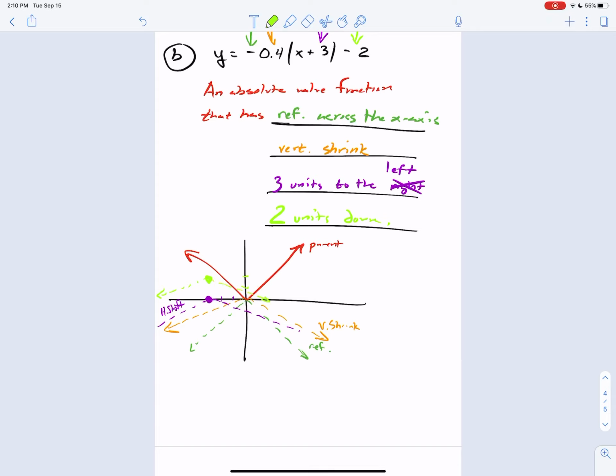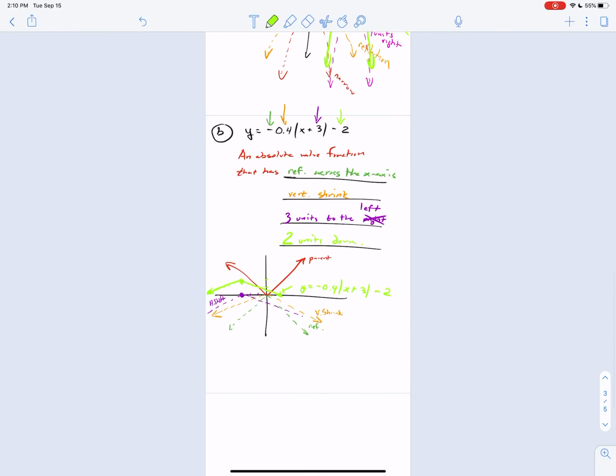And then since that's the final answer, I'm going to go ahead and bold it there. And bold it there. This right here will be y equals negative 0.4 times the absolute value of (x plus 3), minus 2. Obviously, if you color coordinate, this will be easy to understand. If you're just using a pencil, it may be a little bit tougher, okay? And draw it a little bit larger too, if that helps, all right? But that's basically it, okay?